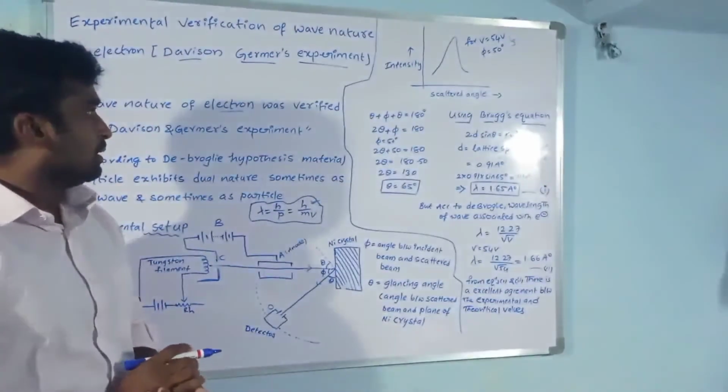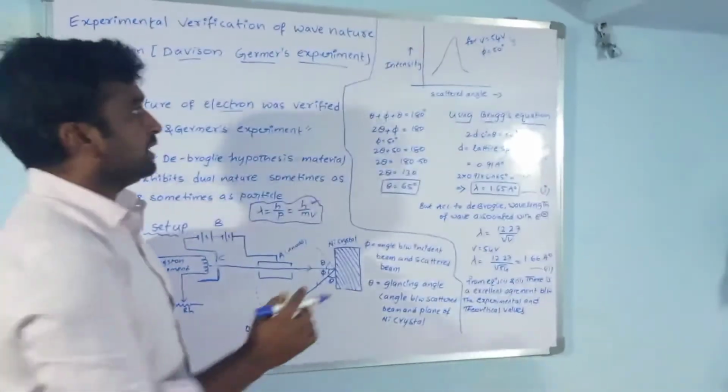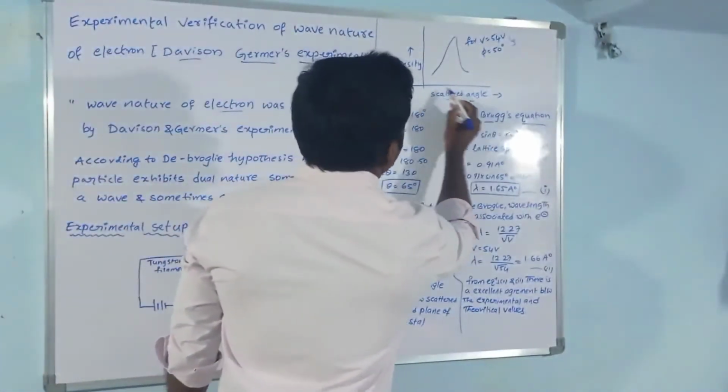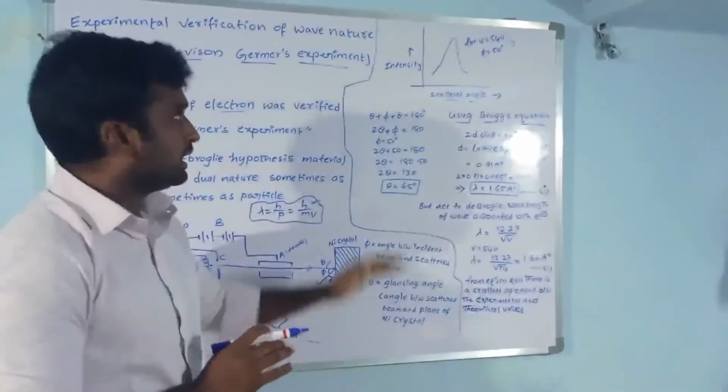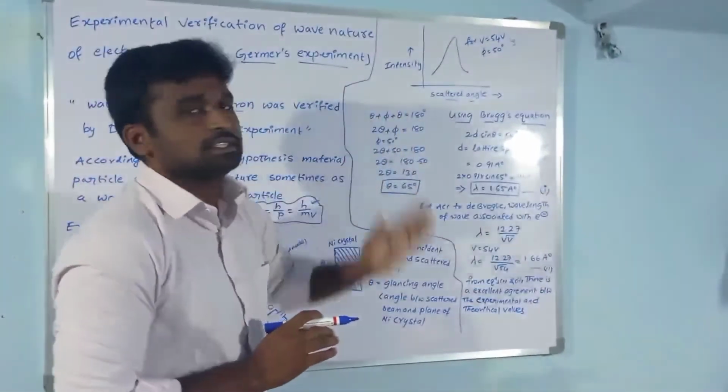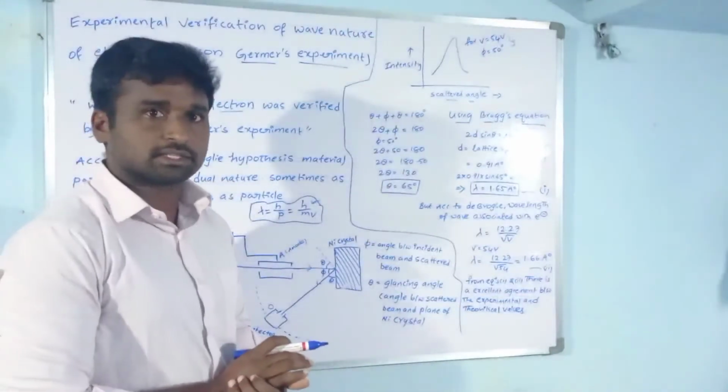That means if we plot a graph between scattered angle and intensity, the scattered angle is along the x-axis and the intensity is along the y-axis.